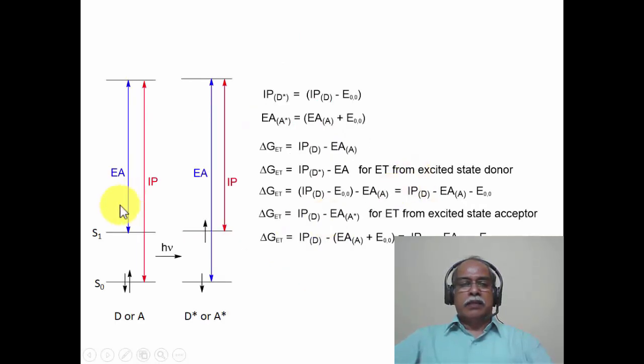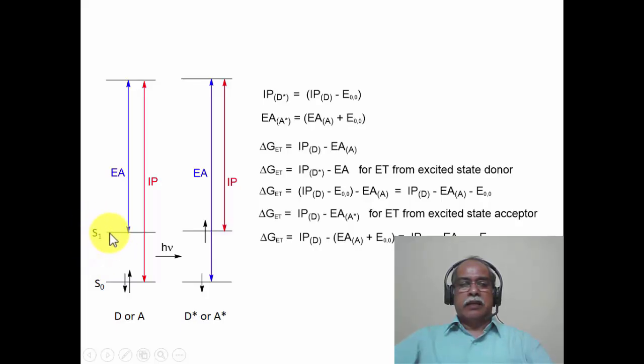This is either the donor or acceptor, doesn't matter. We can define a donor and acceptor only with respect to each other. So let us consider this particular diagram here. This is the ground state electronic configuration of the molecule. The two electrons are in the S0 state, for example. This is the highest occupied molecular orbital. This is the first excited singlet state of this molecule.